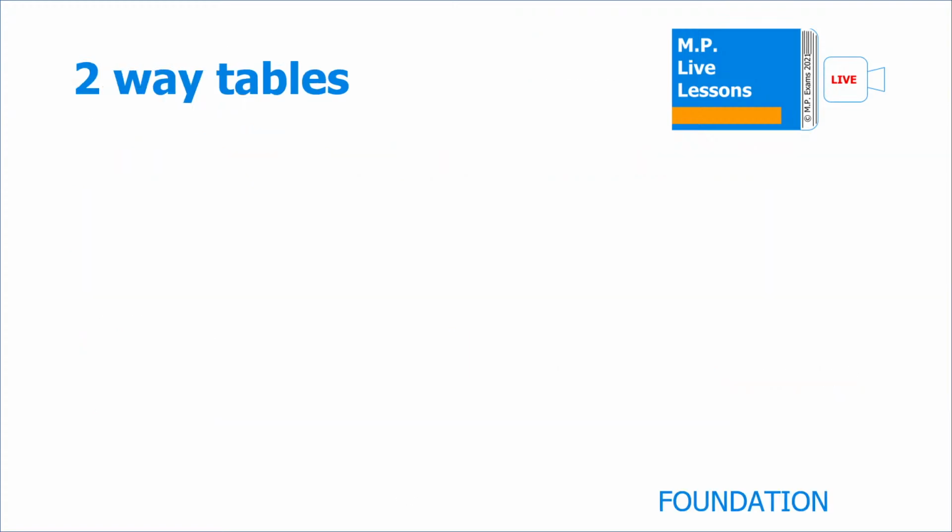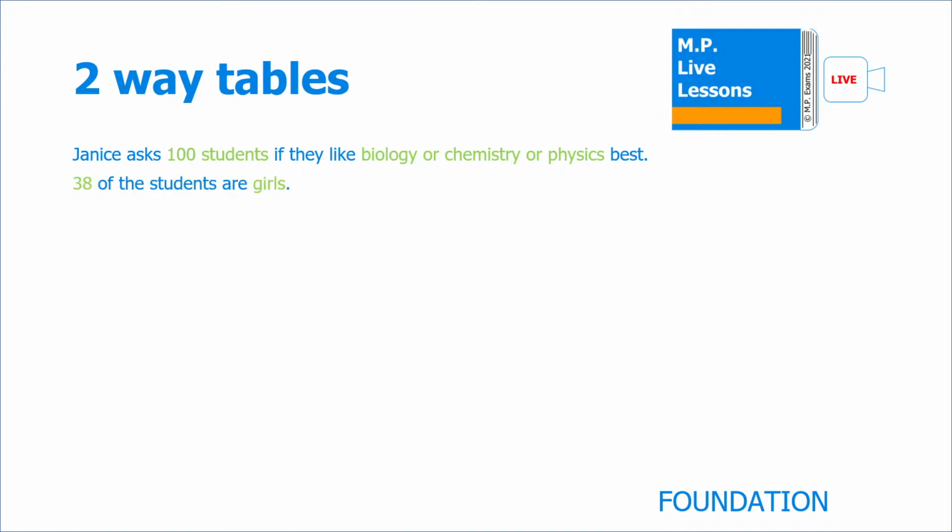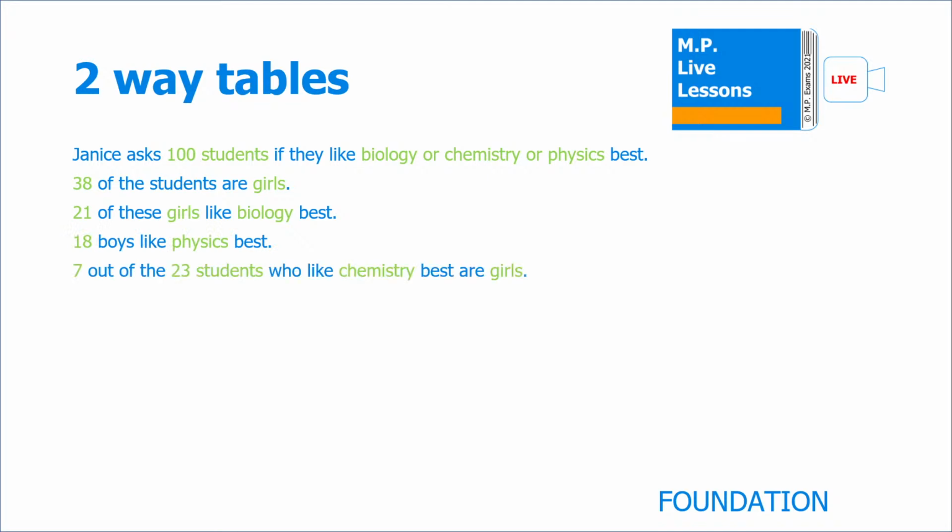For foundation, you'll need to know about two-way tables. So there's this girl, let's say Janice, who asks 100 students if they like biology, chemistry, or physics best. 38 of the students are girls. 20 of these girls like biology best. 18 boys like physics best. 7 out of the 23 students who like chemistry best are girls. And we need to work out the number of students who would like biology best. So we need to draw a little table ourselves.